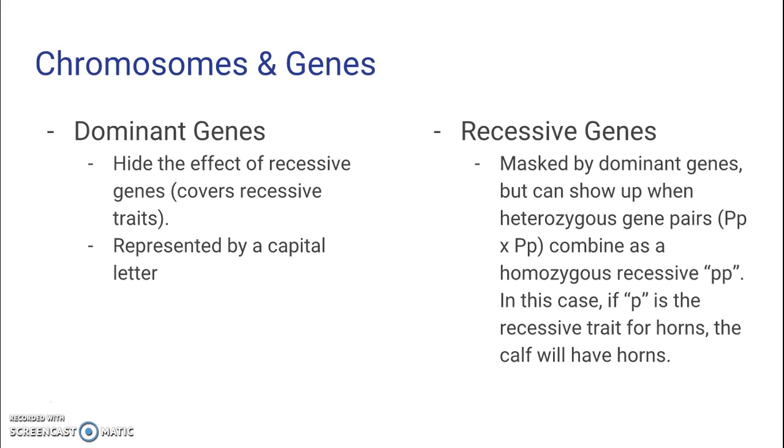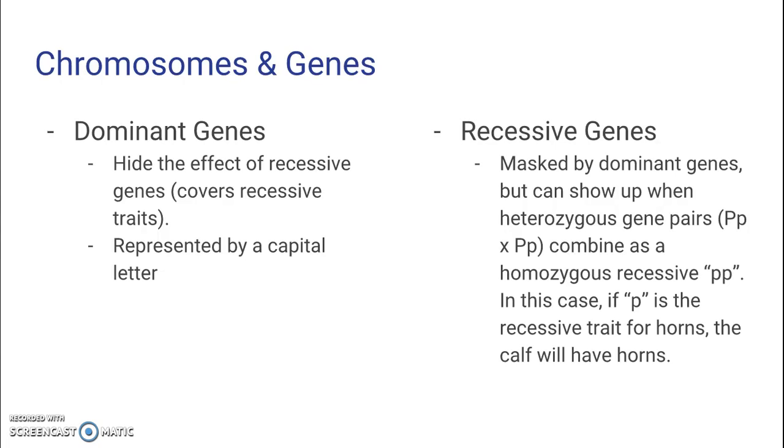When we write out gene pairs, dominant genes are represented by a capital letter. Now, recessive genes are masked by dominant genes, but they can show up when a homozygous gene pair, both recessive, are present. There are two different types of gene pairs: heterozygous and homozygous. Heterozygous gene pairs are one dominant gene and one recessive gene. Homozygous pairs are either both recessive or both dominant.